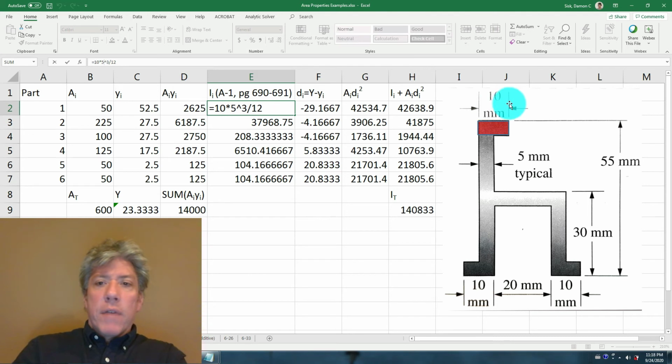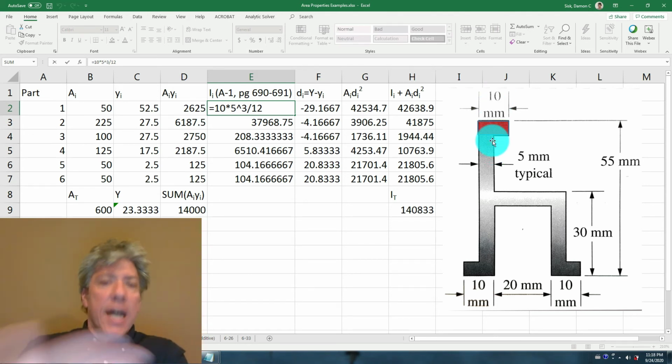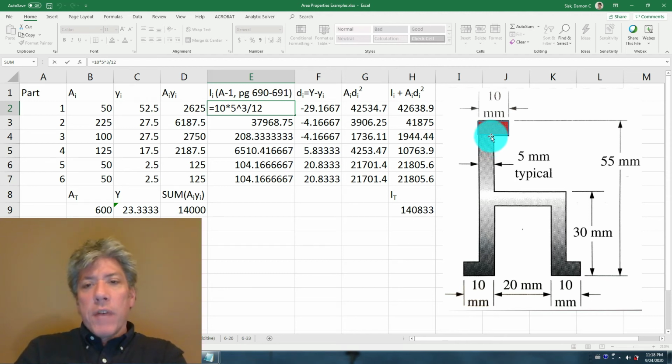Now obviously if I had an axis running vertically through it, I'd get a different thing because the height would be different. The height in that case would be 10 and the width would be 5. But because I'm interested in an axis running horizontally, since that's what I'm doing with the whole overall shape, then the width, or the base, is 10 and the height is 5 millimeters.